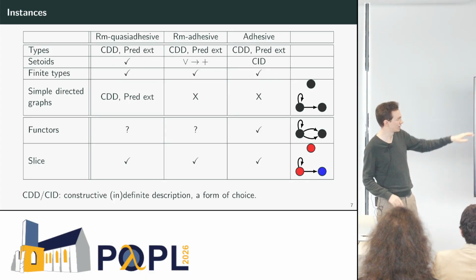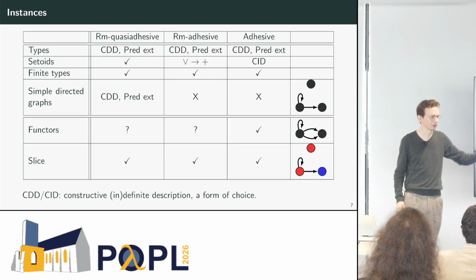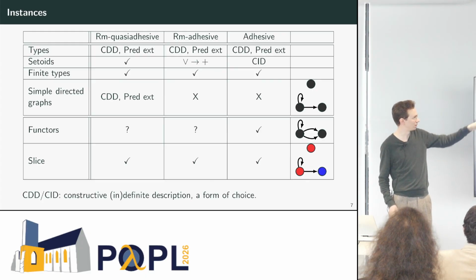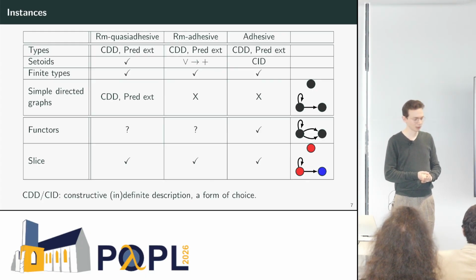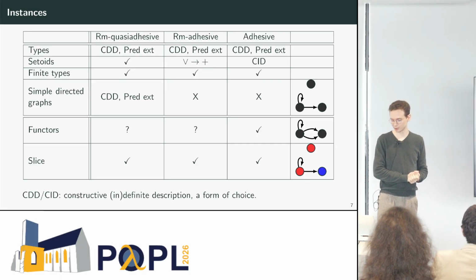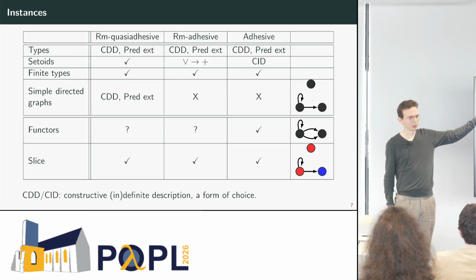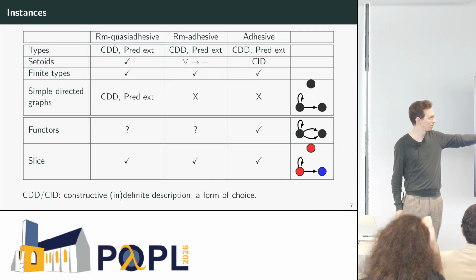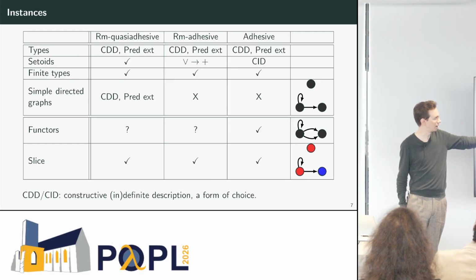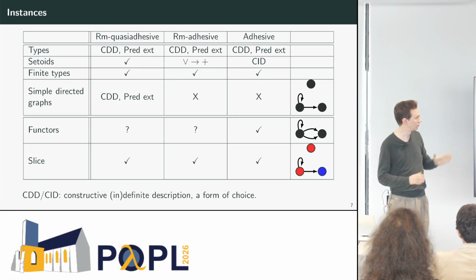But the interesting part is that we have proven that these axioms are strictly necessary. So the axioms are equivalent to setoids being adhesive or RM adhesive. We have also formalized finite types, which work without any axioms. Simple directed graphs: since we rely on types, we have to use the same axioms. We just take types and add edges. And as I said at the beginning, they are not adhesive or RM adhesive. So these are the basic instances.